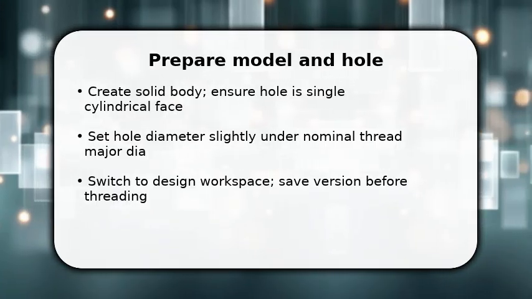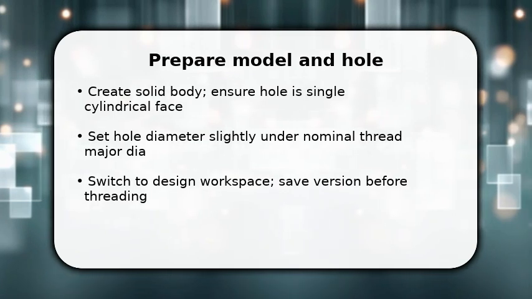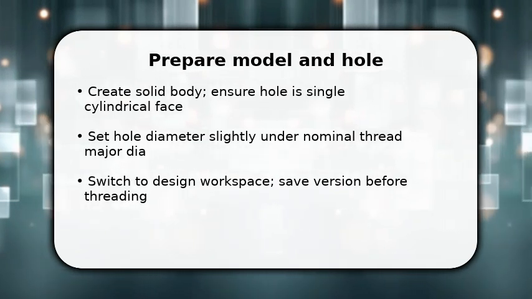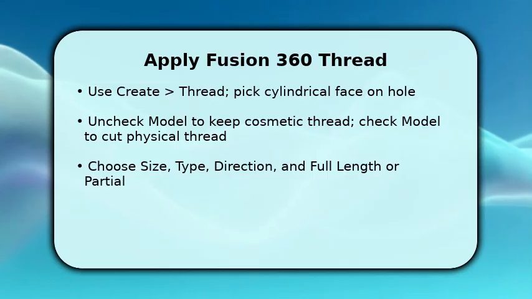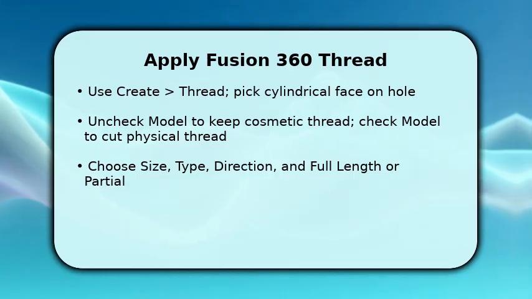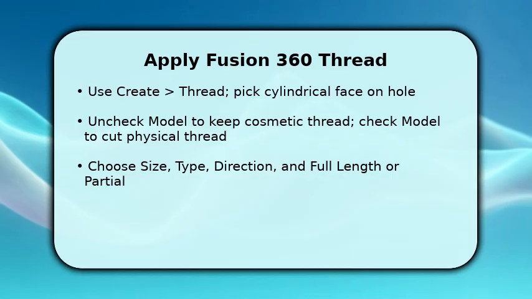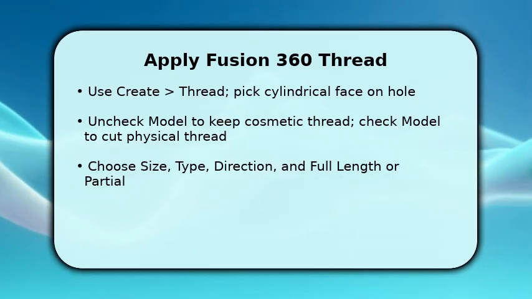Now position the view to see the whole axis straight on and move to the Create menu to begin the thread command. You select Create then Thread and click the cylindrical face. Fusion highlights a thread preview. Now you decide. Uncheck Model for a cosmetic, printable thread or check Model to cut real helical geometry. For CAM or inspection you must model it.